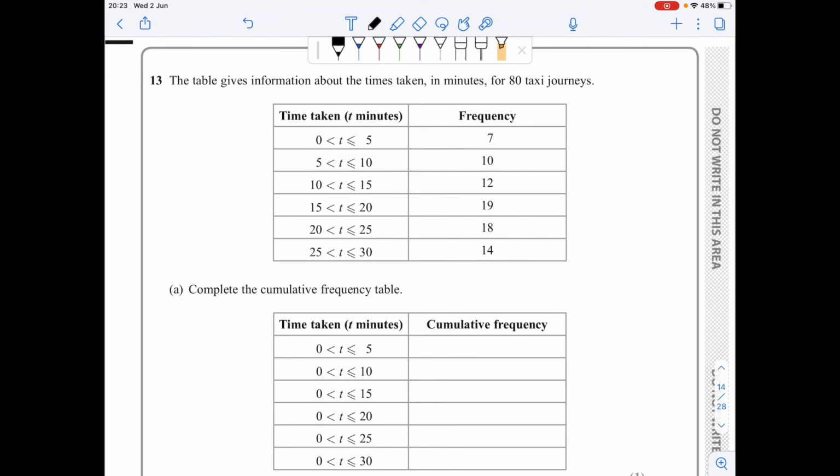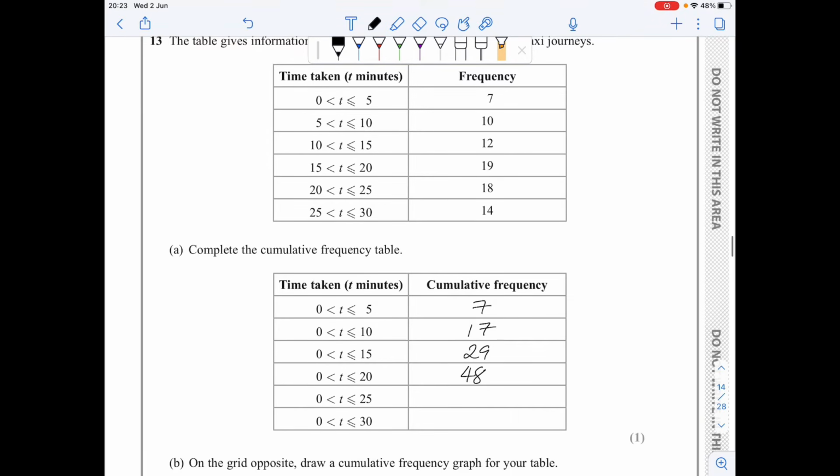For question 13, I need to complete the cumulative frequency table. The first value would be the first frequency, that's 7. The second one will be the sum of the first two frequencies, that's 17. The third one is the sum of the first three frequencies, 29, and so on. So I get 48, 66, and 80.